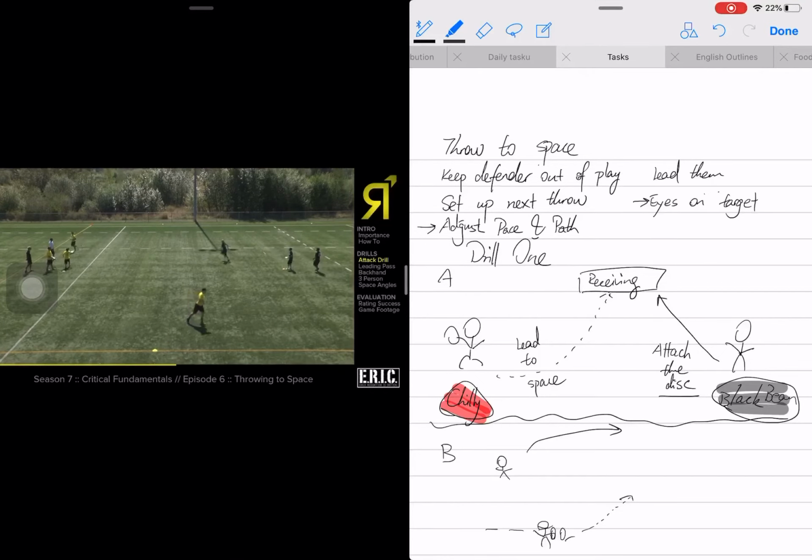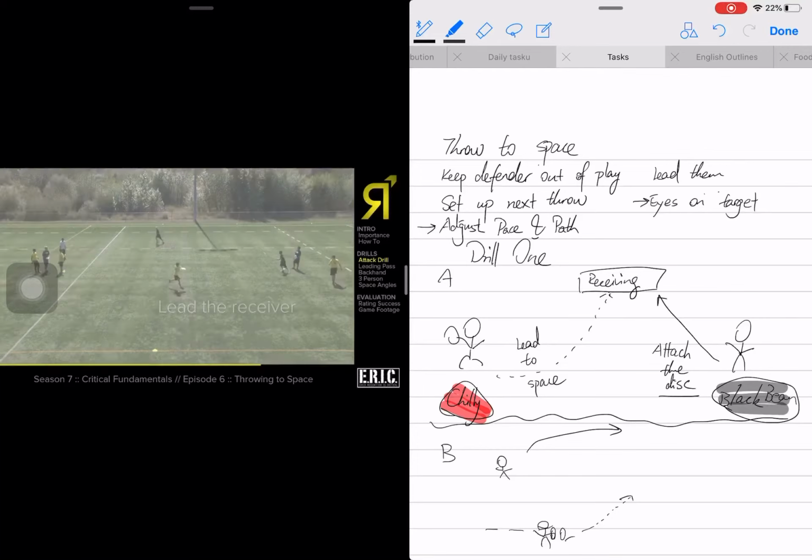One common mistake is that new players tend to throw the disc right to where the receiver is at that moment rather than where they're going to be. We need to teach them to keep the receiver in their periphery while they're making the throw. We want to develop that dynamic skill of seeing where the receiver is going and leading them into space.